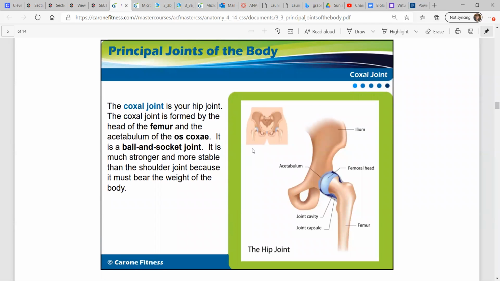The coxal joint is your hip joint, and that is formed by the head of the femur and the acetabulum of the os coxae. It is a ball and socket joint as well. It's stronger and more stable than your shoulder joint because it actually has to bear the weight of the body. Your shoulder, it doesn't have to deal with as much weight. So it can get away with being a little freer, a little looser, more loose.